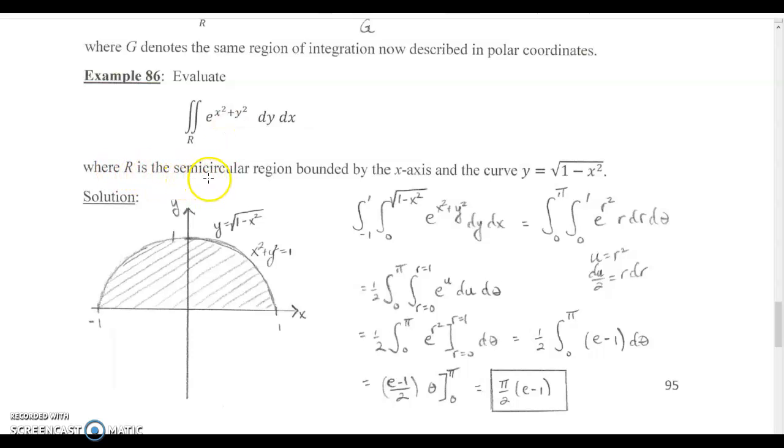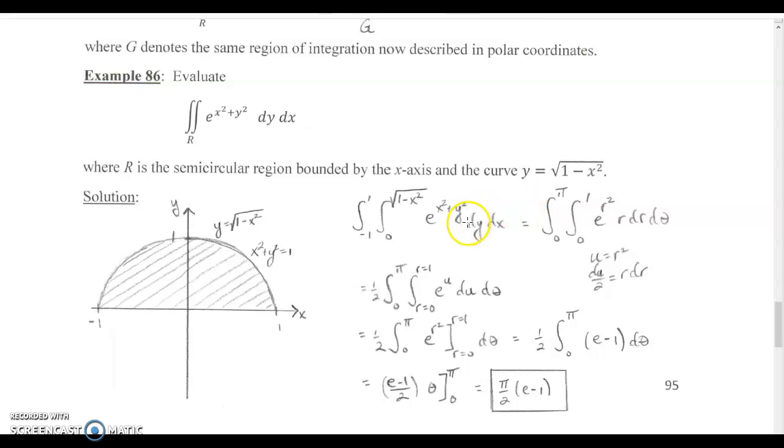And R here is a semicircular region, so the upper half of a circle bounded by the x-axis and the curve y equals square root of 1 minus x squared. So this is the upper half of the circle x squared plus y squared equals 1. If I put it in terms of y, it's the square root of 1 minus x squared because it's the upper half of the circle. So if I were to put this in rectangular coordinates, x would vary from minus 1 to 1, and as x is varying from minus 1 to 1 for my outside integral, y is going from the function y equals 0 to the function y equals square root of 1 minus x squared. Again, can't integrate that though.